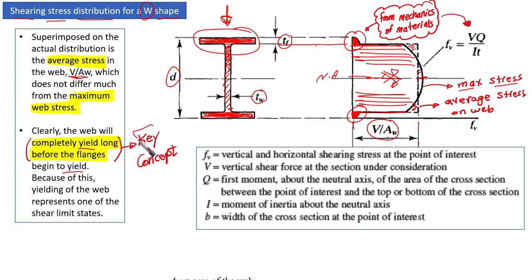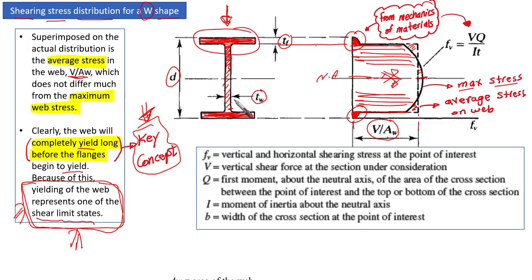This is a key concept that we need to keep in mind, and it justifies why we are interested in webs, not flanges, whenever we are talking about shear stress. Yielding of the web represents one of the shear limit states, and I'm going to explain this in a few minutes. In the web, we are going to check the limit state of shear yielding, because this is considered a failure mode expected from the web. That's important. So we are not going to discuss something called shear yielding of the flange.